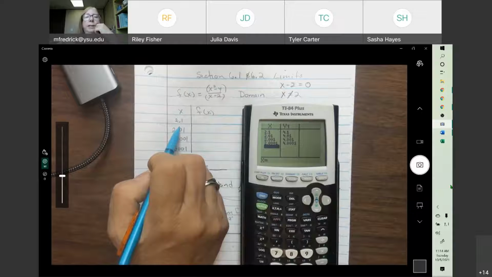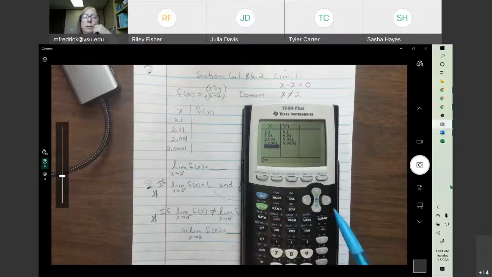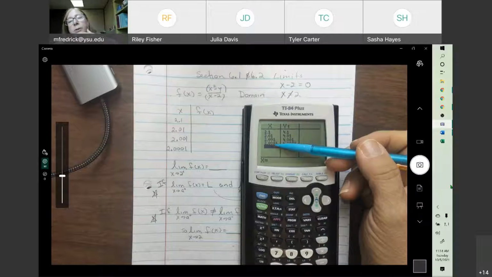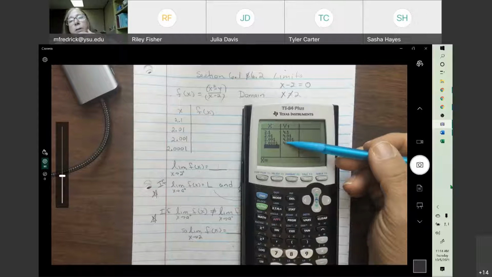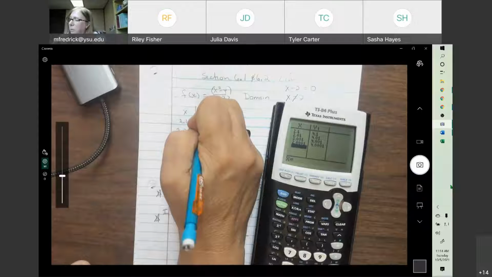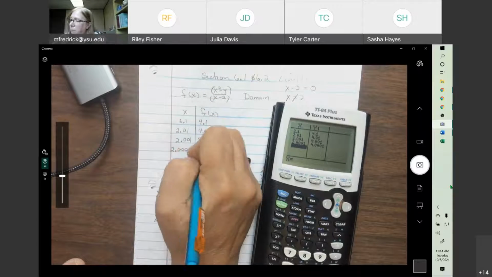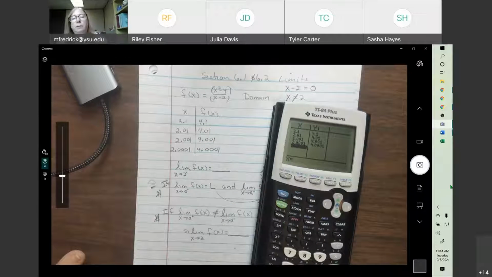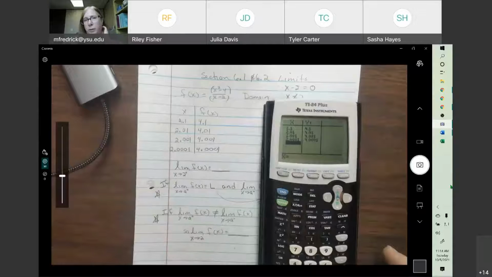Now, if you plugged these in here and worked it out, you're going to get the same answers. Notice as this gets closer and closer to 2, this gets closer and closer to 4. Any questions on the plugging in part?